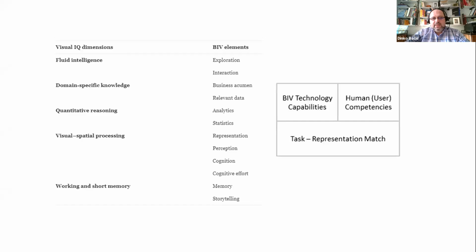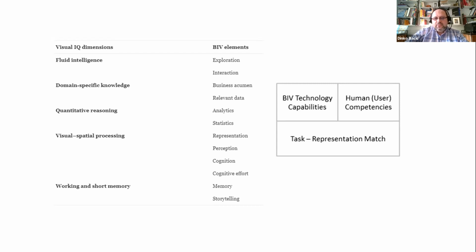So when you take a look at the things that we value, fluid intelligence, domain-specific knowledge, quant reasoning, visual spatial processing, and memory, then you see that a great system really thinks about all of these aspects in a visualization. Those are exploration and interaction capabilities, given to people that have business acumen and know what the relevant data is. The system has analytics capabilities and is used by people that are comfortable with statistics. You understand the best display medium, how the human brain perceives and processes information.